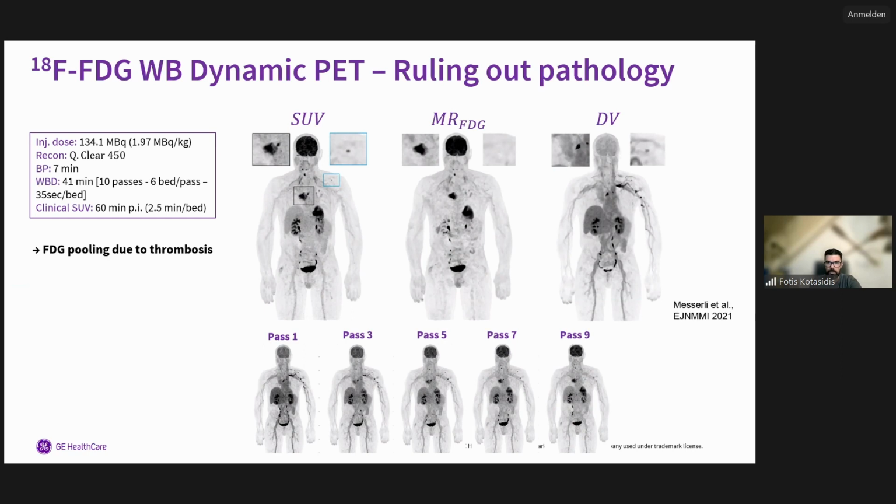And again, in this particular example, you don't really need the parametric images. You can just see on the dynamic images themselves all the FDG that is basically in the blood pool effectively.